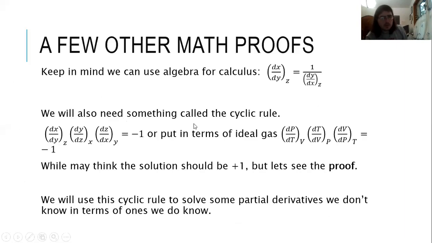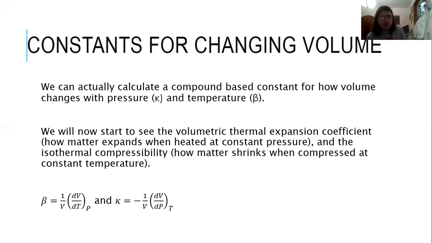So we'll use that cyclic proof when it comes down to it. Now, there are some constants for changing volume that we'll deal with. These are constants often used for cases where the ideal gas equation will not come into effect. These are constants that maybe deal with solids, constants that deal with liquids, things we have to deal with when we compress things that don't quite follow the easy equation rules. So we can calculate a compound-based constant for how volume will change with pressure, which is going to be our kappa, and how volume will change with temperature, which is our beta.